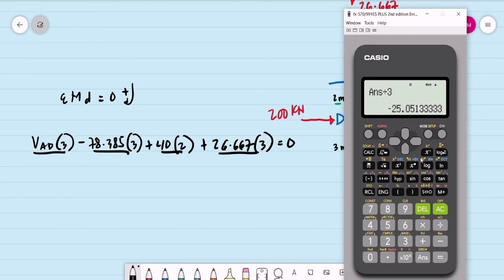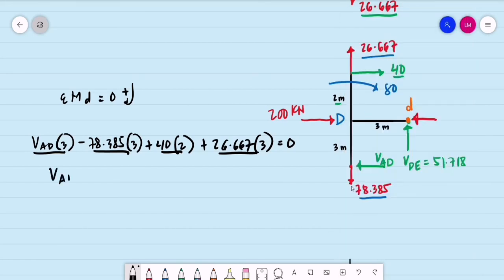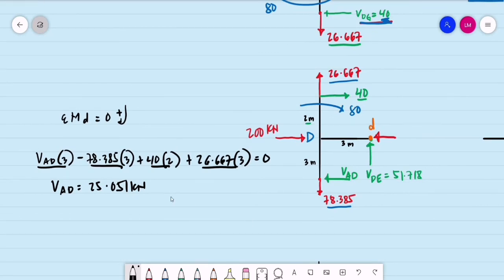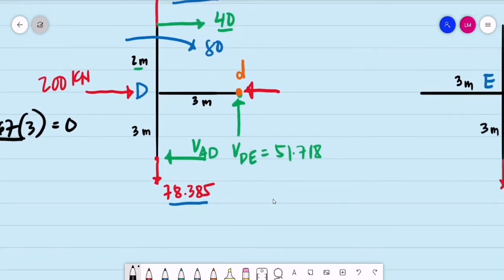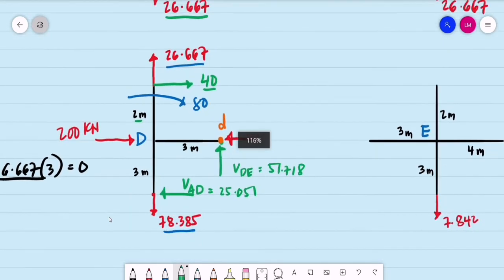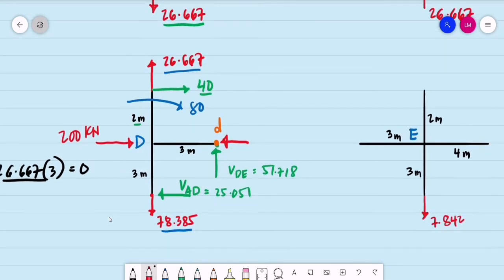So we have that as 25.051. We have the shear for column AD equal to 25.051 kilonewtons. Okay, so we have the shear AD is equal to 25.051. So we just transfer this value, 51.718. So shear AD is equal to 25.051 kilonewtons. Okay, so then we may now do summation of forces horizontal to compute for the axial force.